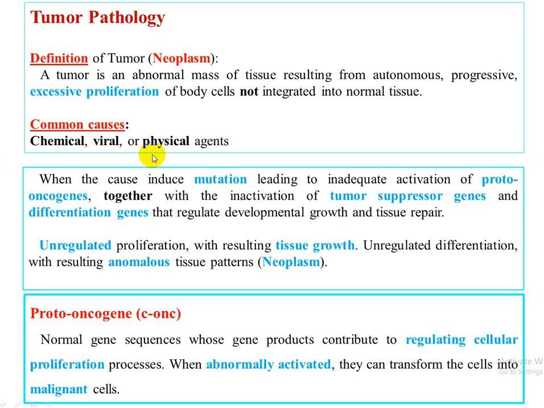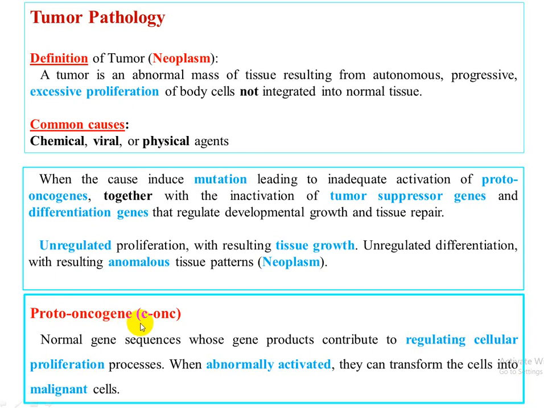When one or more of these causes induce mutation, and this mutation leads to inappropriate activation of a proto-oncogene together with inactivation of a tumor suppressor gene and differentiation genes that regulate developmental growth of tissue, this will result in unregulated proliferation, resulting in tissue growth, and unregulated differentiation, resulting in anomalous tissue, which is the neoplastic transformation.